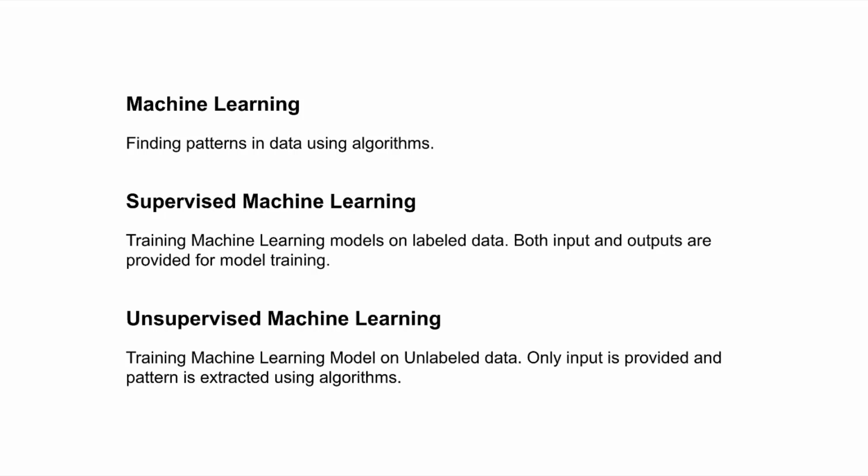So firstly, we have learned about machine learning, that machine learning is all about finding patterns in data using algorithms. And then we have learned about its two main types, which are supervised machine learning and unsupervised machine learning. In supervised machine learning, we use labeled data for training our model. It means that the dataset on which we are training our model contains both input and output, and our algorithm finds patterns in that dataset. And then in unsupervised machine learning, we use unlabeled data for training our model. It means that the dataset which we are using contains only the input values, and then we use an algorithm to find patterns in that data.